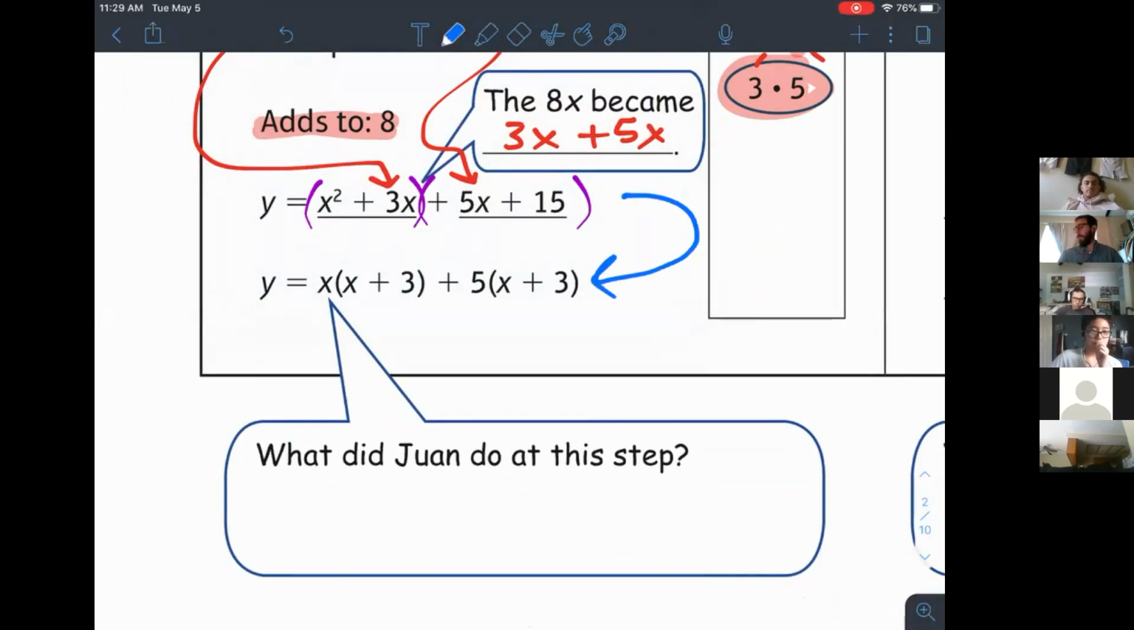x squared plus 3x becomes x times x plus 3, and 5x plus 15 became 5 times x plus 3. Anyone know, in your own words, what was done? Distribution. Yeah, it is distribution. It's actually the opposite of distribution, but distribution nonetheless, because if we did distribute, boom, boom, that would actually be working in the opposite form, going upwards rather than downwards. So I love the idea of distribution and the answer distribution.